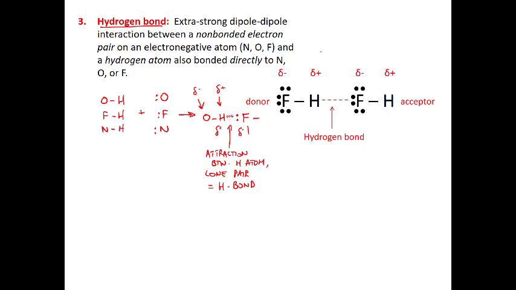So in this diagram over at the right, I've shown a hydrogen bond between two molecules of hydrogen fluoride. So it can be between two molecules that are different. It can be between two molecules that are the same. It doesn't matter. The important thing to note is that the hydrogen bond is the interaction between the hydrogen atom on one molecule and a lone pair on the other one. The molecule that has the hydrogen on it is said to be the donor, and the molecule that has the lone pair on it is said to be the acceptor.